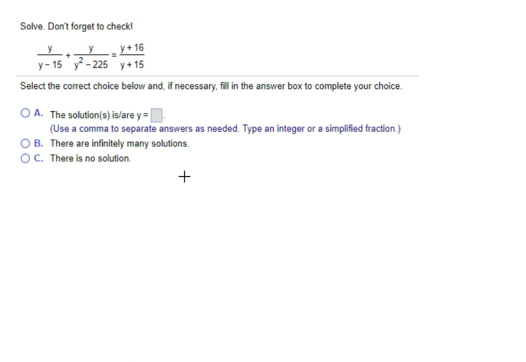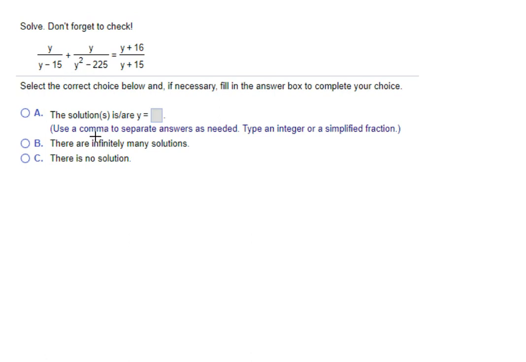So we have this crazy looking equation. We have y over y minus 15 plus y over y squared minus 225 equals y plus 16 over y plus 15. So this one, you can't use the shortcut we just used on the last problem because there's more than just one fraction on the left-hand side. We have 2 fractions over here. So the shortcut is out the window.